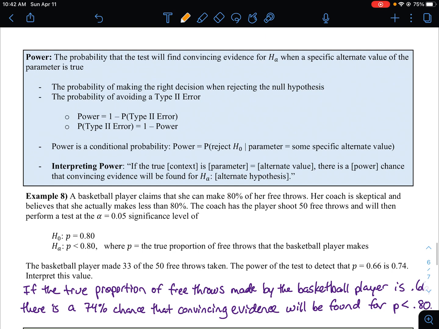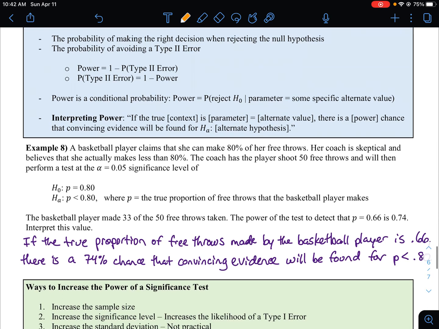And as far as how we interpret that, we would say something like: if the true value in whatever context is this, there is a blank percent chance, and that blank is whatever the power is, that convincing evidence will be found for HA. So here's an example of that.